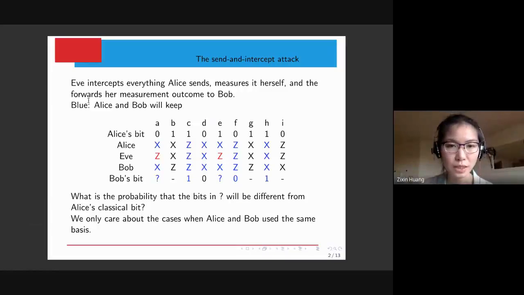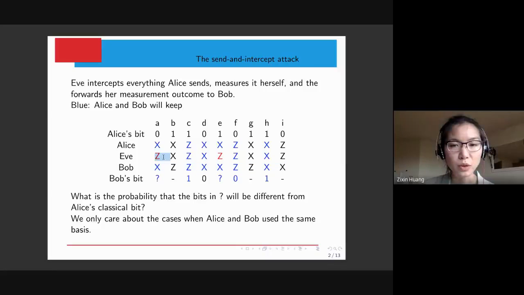So this is a protocol. Alice would decide on a bit string to send to Bob. So this is the first line there, given by a string of zeros and ones. And Alice will choose the encoding bases. So these are the X and Zs. And Bob would choose to randomly measure in either X or Z.